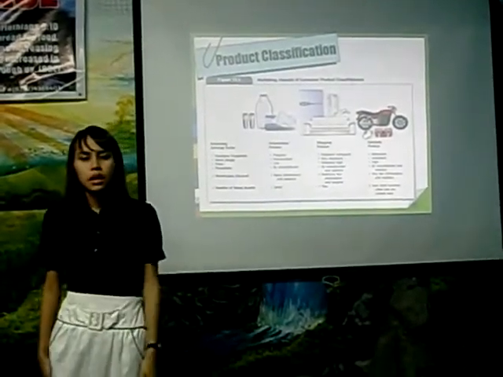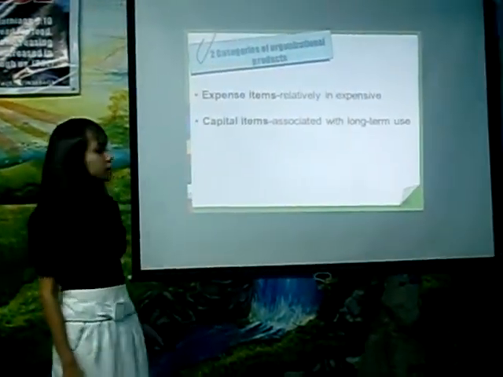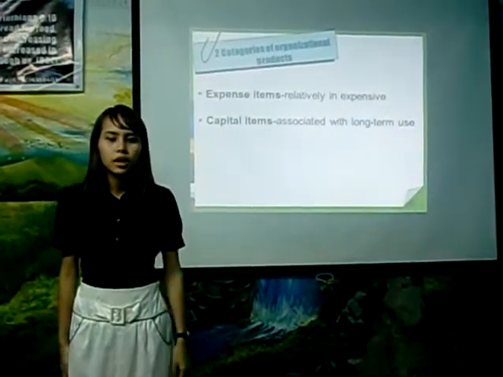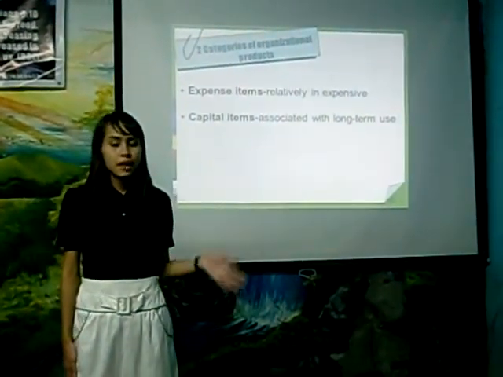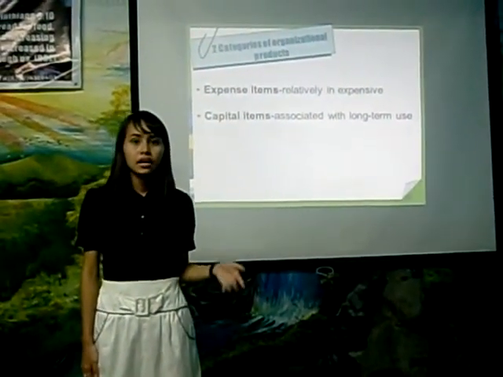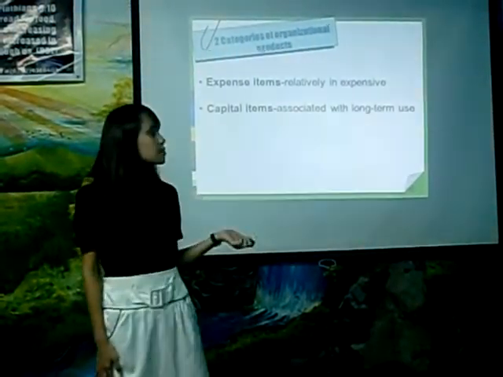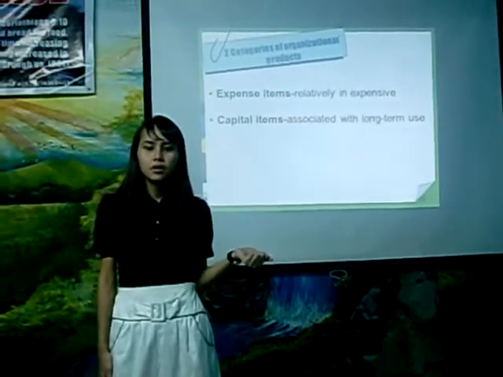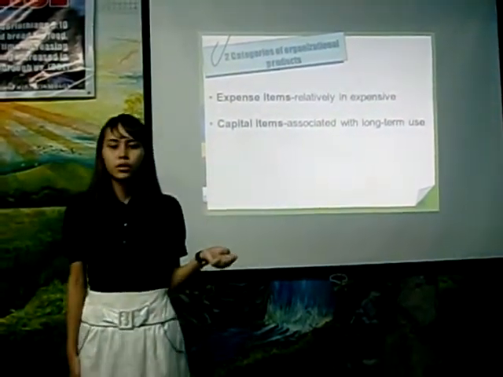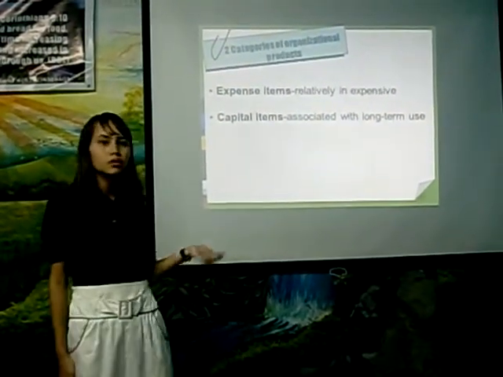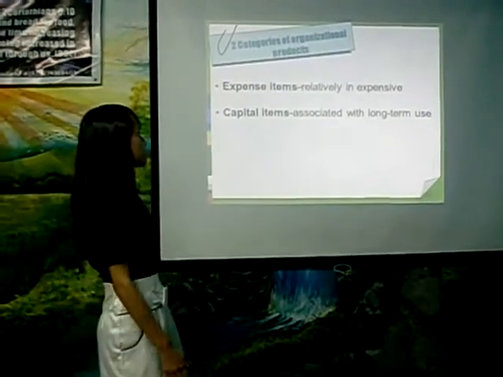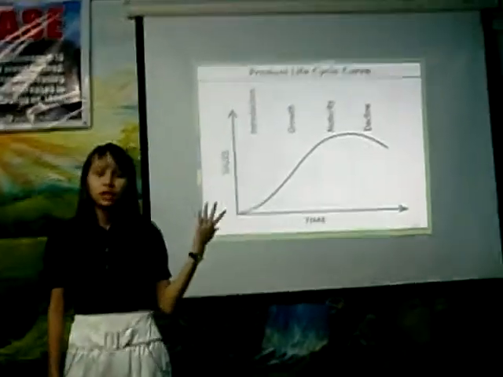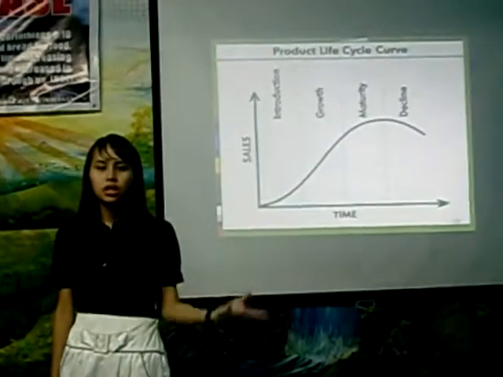Next we'll have two categories of organizational products. Number one is expense items. These are items that are relatively inexpensive, while capital items are those products that can be used long-term. For example, the building and the machineries.